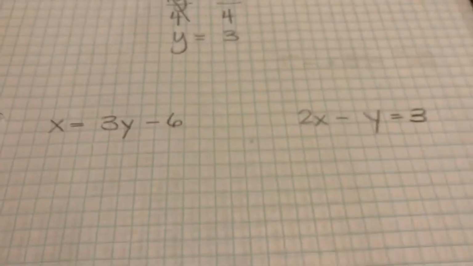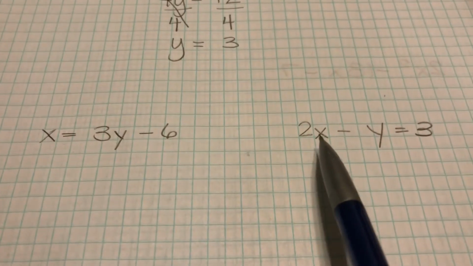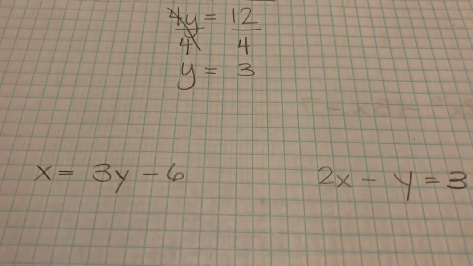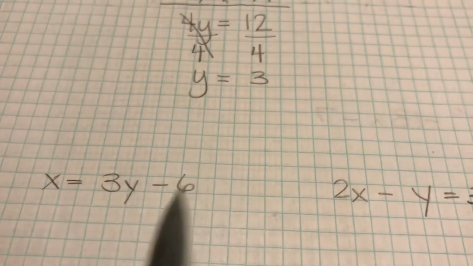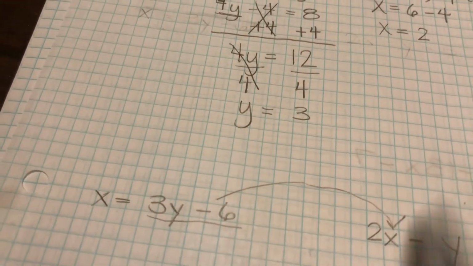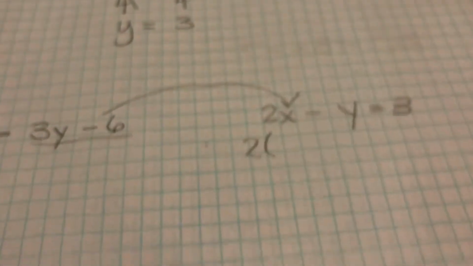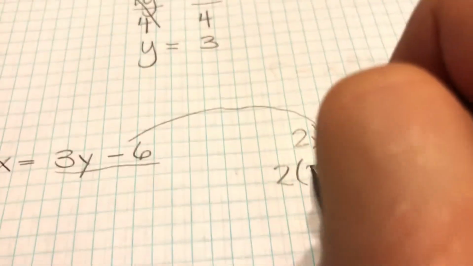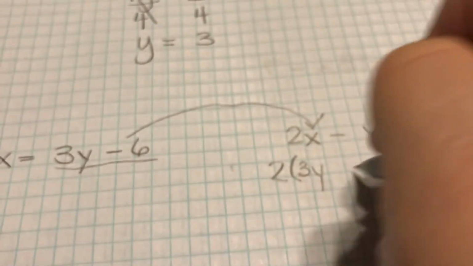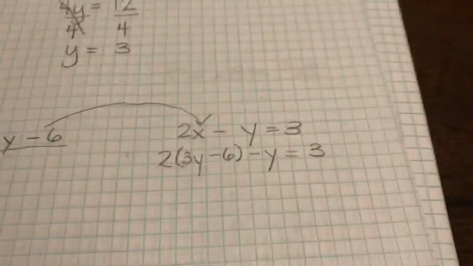Okay, so let's try another one. Down here, we have x isolated right here: x is equal to 3y minus 6. Our other equation in the system is 2x minus y. So I'm going to take x is equal to 3y minus 6, because that's what x is equal to, and plug it in over here for x, just like I would if it was a number. This time I'm going to need parentheses because x does have a coefficient with it, so I am going to use the distributive property. So it's going to be 2 times the quantity 3y minus 6 minus y is equal to 3.